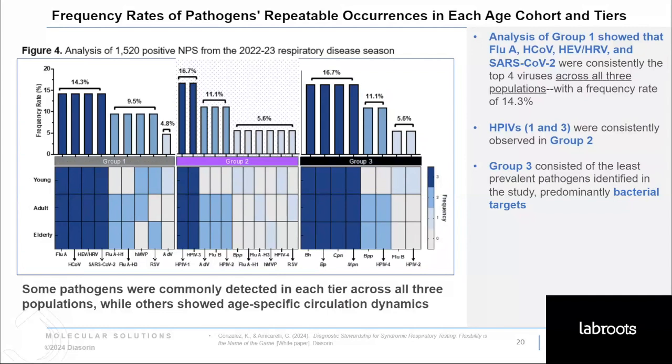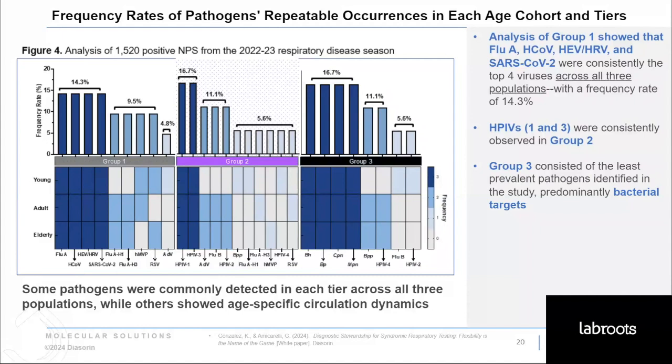Group 3 then consisted of the least prevalent pathogens identified in the study, predominantly bacterial targets like the other Bordetella species or C. pneumo or M. pneumo. But then we saw pathogens, right, that were age-specific. Under group 1, in medium blue shade, you have influenza H1 and H3. It is consistently observed for adults and elderly in tier 1.